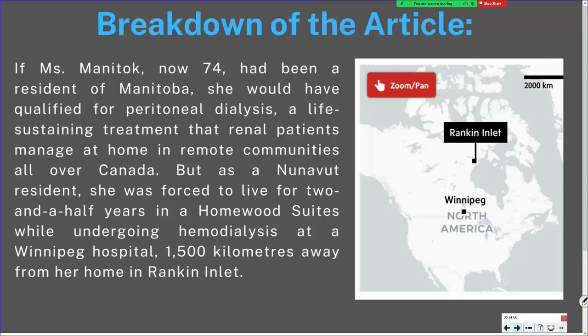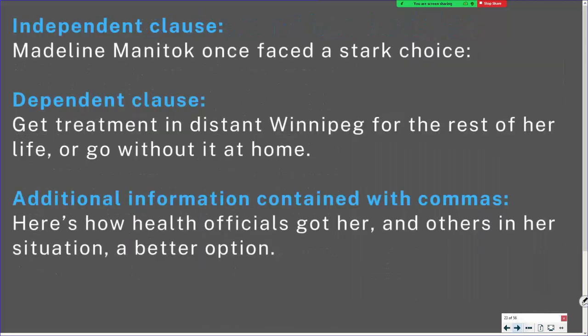That it's 1,500 kilometers away from her home in Rankin Inlet. And we can see that those 1,500 kilometers are almost due north. You go north and a little bit east, and then you find yourself in Rankin Inlet, right? So very far away from Winnipeg. And this would be a similar distance from, say, Fort Hope to Sioux Lookout, where a lot of people get care. So it's a similar kind of situation, which is why I chose this article.